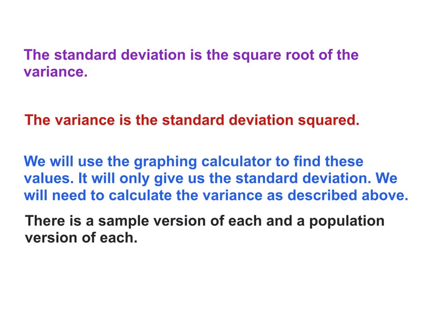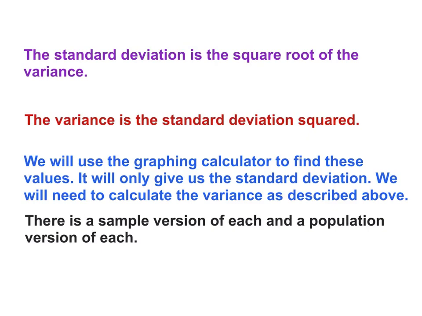We will be using the graphing calculator to find these values. Like I said, the calculator is only going to give us the standard deviation. We're going to need to calculate the variance, just basically squaring it. And the other thing, I'm going to show you this for two reasons. One, if you're looking in your book, there's a formula for the sample standard deviation and variance, and then there's a formula for the population standard deviation and variance.